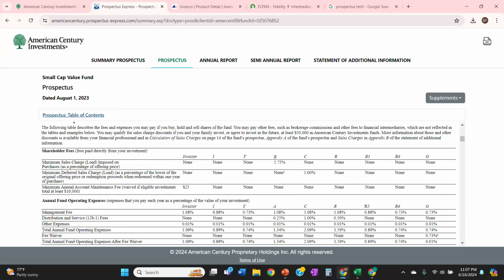Class A shares for retail are usually going to be the best performing ones. Why? Because that little 5.75% is what they call a sales charge or a load. It's on the front end when you purchase them, but when you sell the funds, there's no sales charge or load on the back end. So what you're basically looking at is if you put $100 into this fund, $5.75 of that $100 will go to the investment company, American Century, to the portfolio managers to manage that fund.